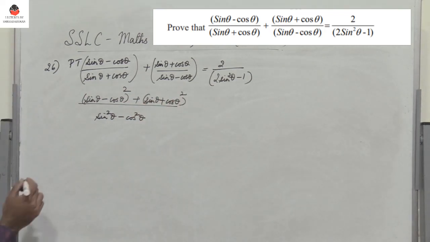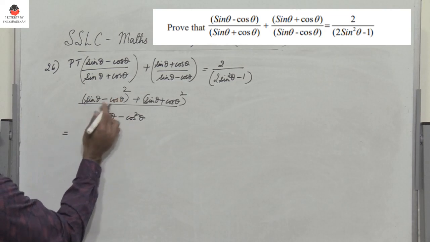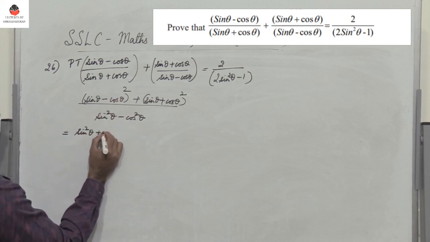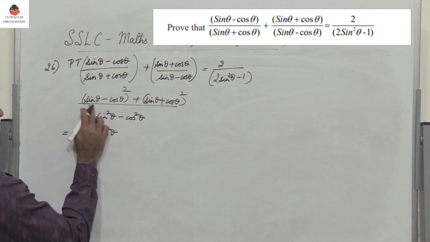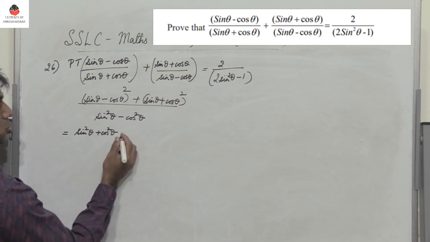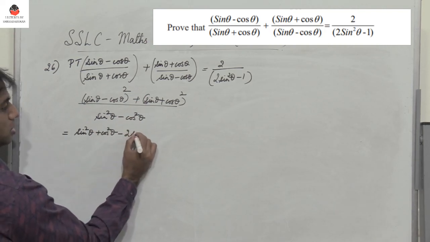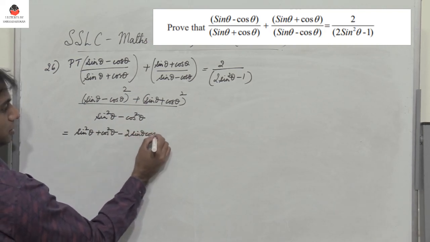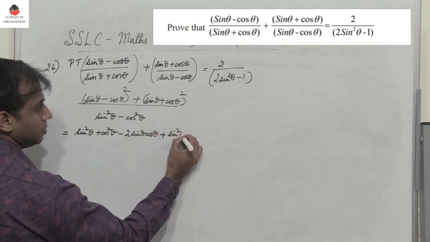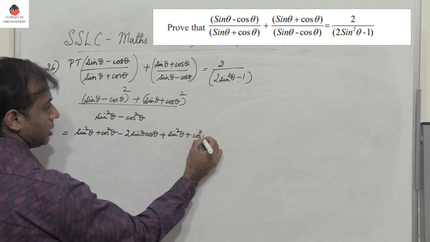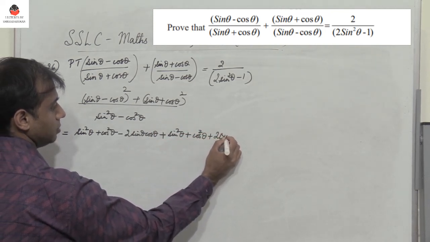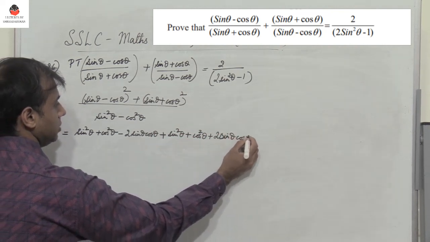Alright. So now let me square this. So I have sine square theta plus cos square theta. So this is of the form (a minus b) the whole square. So a square plus b square minus 2ab, that is minus 2 sine theta cos theta plus, so again here I have sine square theta plus cos square theta plus 2 sine theta cos theta.